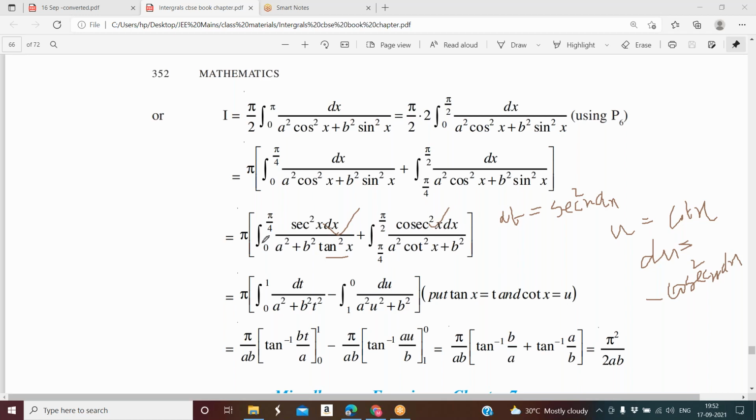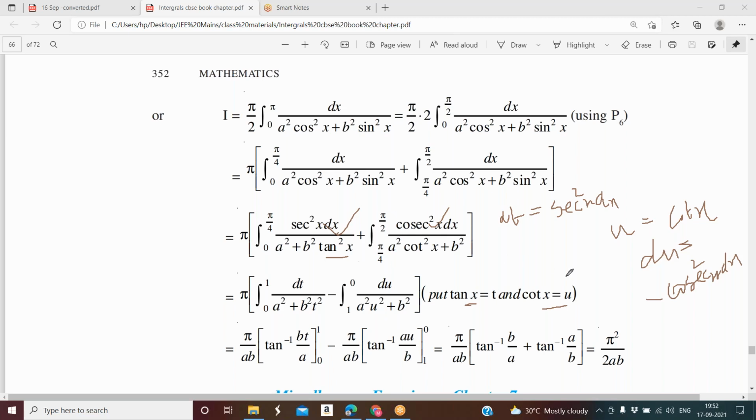We have to change the limits also. When x is 0, what is t? t is also 0, tan 0 is 0. When x is pi by 4, tan pi by 4 is 1. So the limits are 0 to 1. Now for u, when x takes pi by 4, u is 1, since cot pi by 4 is 1.